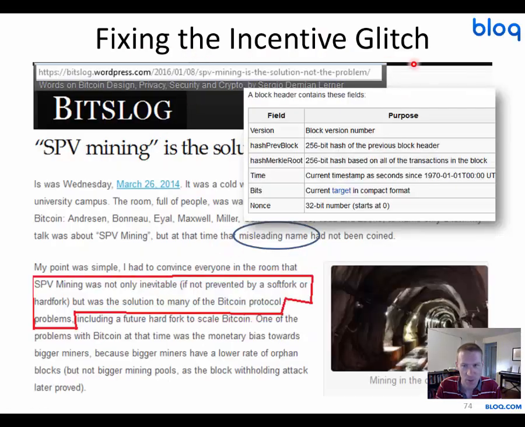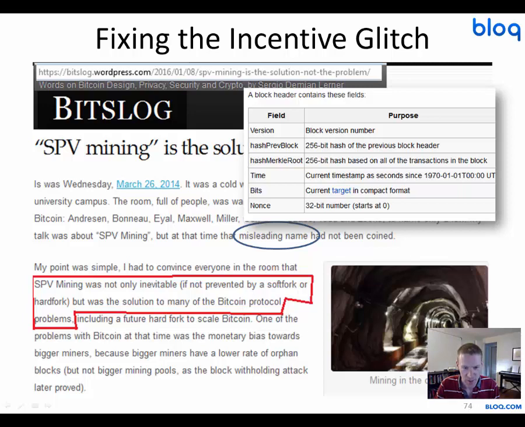So how do we solve this problem? Well, a big part of the solution, in my view, is this idea of SPV mining. And this is a post from Sergio Damian Lerner, who said it first. I think that SPV mining is the solution, not the problem. I agree that it has a misleading name, so let me explain it very carefully.